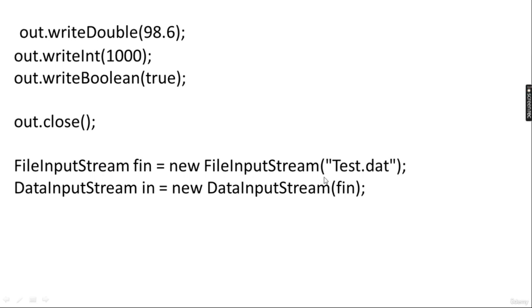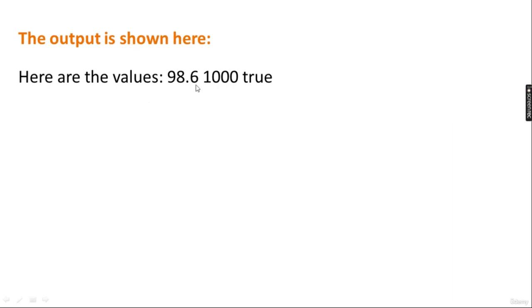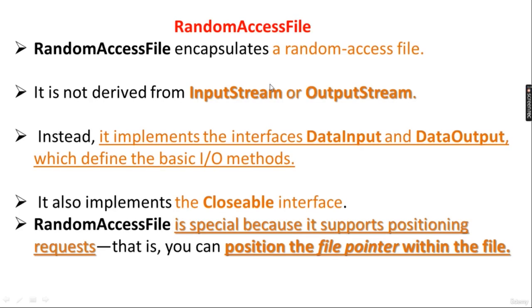Now file input stream, we are starting to read from the test.dat. We have already written 98.6, 1000 and true onto this file test.dat. Now we will read this file. We will create the object of data input stream and pass the file input stream as a parameter, and then readDouble, readInt, convert it into integer, readBoolean, convert it into boolean. So values are displayed and then closed. There are the values 98.6, 1000 and true. So a very simple program, nothing to worry about.